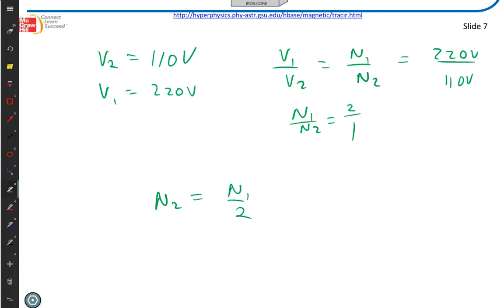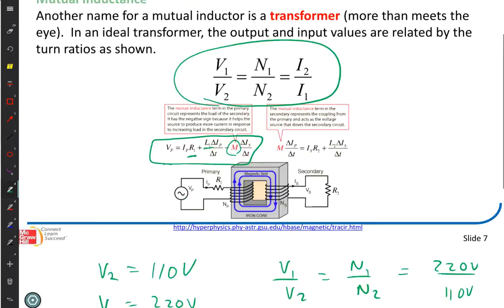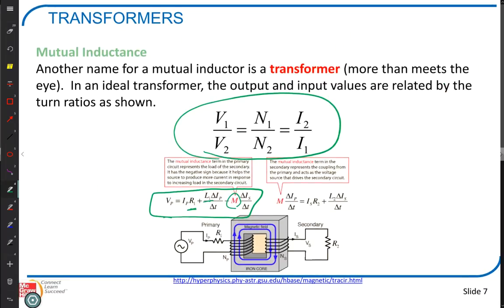Now, you usually don't do 2 to 1. You usually do something like 2,000 to 1,000. But that's how the transformer works. And if it's an ideal transformer, you don't have any power loss. So since power is IV, that's where the other half of the equation comes in. If I1 V1 equals I2 V2, and V1 over V2 is N1 over N2, then that gives you the second half of the equation, that N1 over N2 is equal to I2 over I1.